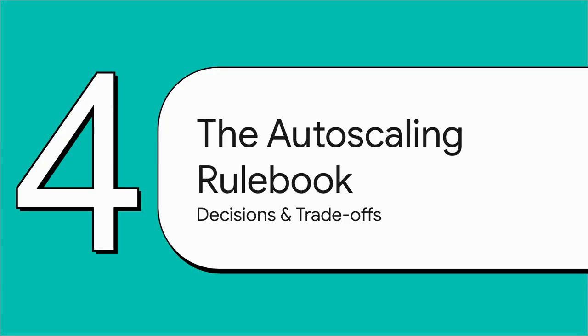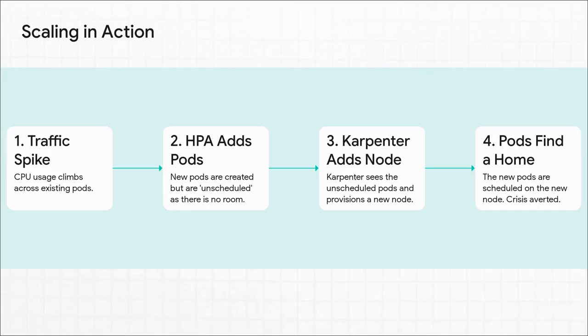You have to write the rule book for them, and setting them up correctly involves some pretty critical decisions and trade-offs that honestly can determine whether your whole system succeeds or fails. Okay, now this is where you can really see it all come together. A traffic spike hits, the HPA sees the CPU usage climbing and immediately tries to add more pods. But wait, there's no room for them. That's when a node scaler like Karpenter sees those new waiting pods and instantly provisions a brand new node. And just like that, the new pods have a home, and the crisis is averted. The whole thing can happen in minutes, sometimes even seconds.